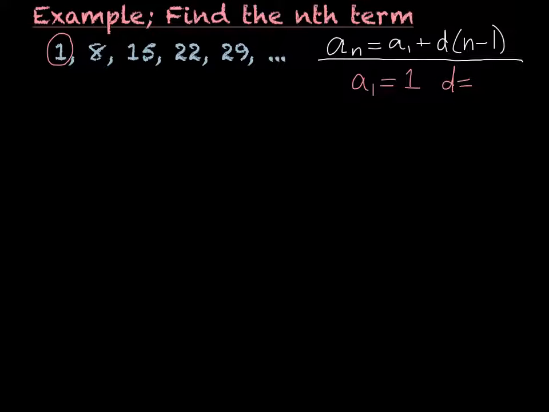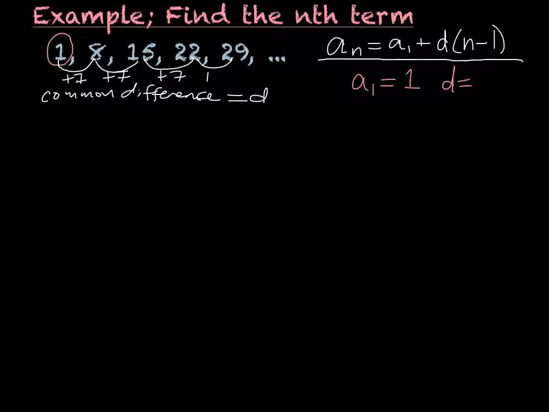Now the next one is d. We need to find our d, the common difference. Okay, so what is my common difference? To go from 1 to get to 8, we have to add 7. To go from 8 to get to 15, we add 7. So I'm kind of seeing a pattern here. Add 7. Add 7. So it seems like the difference between the numbers, the common difference, the thing that changes every single time, is I add 7. So my d is a positive 7.